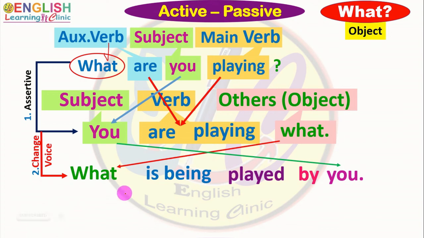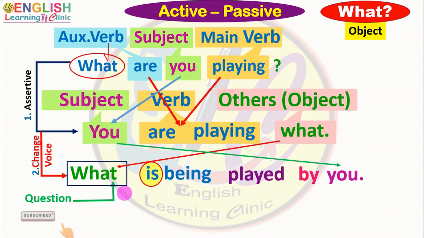Now make it question. Quite interestingly, look at this structure also. The WH word is at the beginning of the sentence, next auxiliary verb, next the rest part of the sentence. So the structure is automatically an interrogative sentence. So to show it interrogative, you have to just put the question mark at the end of the sentence. So, if you are instructed to change the voice of the sentence, what are you playing? The answer will be what is being played by you.